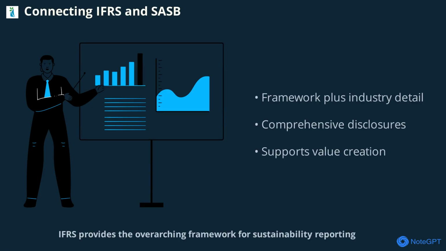IFRS provides the overarching framework for sustainability reporting, while SASB offers industry-specific detail. Many organizations use both to ensure their ESG disclosures are comprehensive, comparable, and relevant to investors and stakeholders. This integrated approach supports better decision-making and value creation.